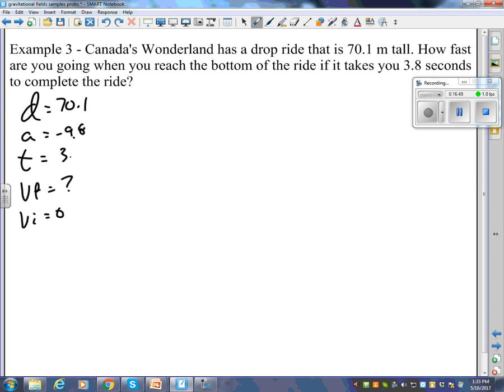3/4. Okay, so how fast are we going when we get to the bottom? Which one has VF in it? Well, I'd have to know delta V, I guess, right? Yeah. I can get that from these two, right? A equals delta V over delta T.